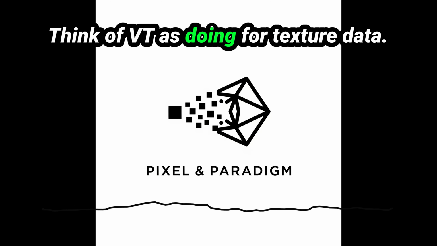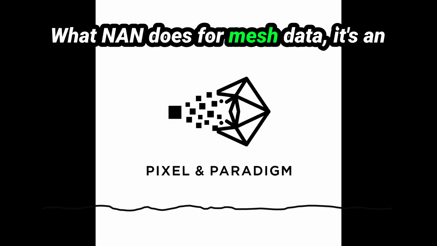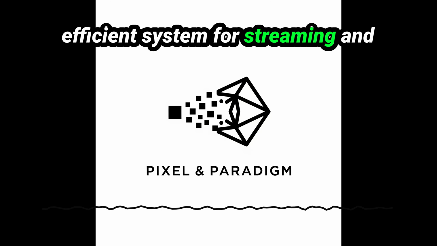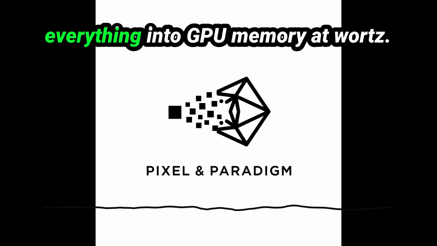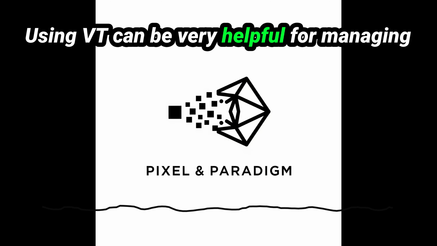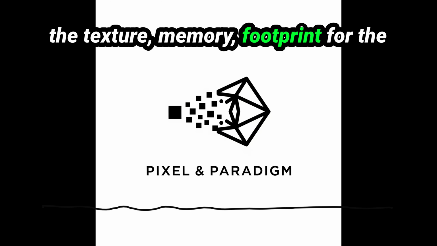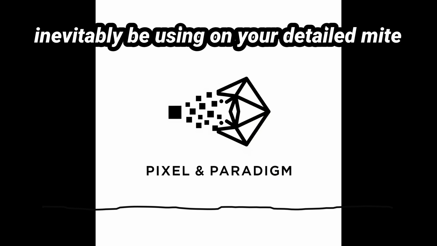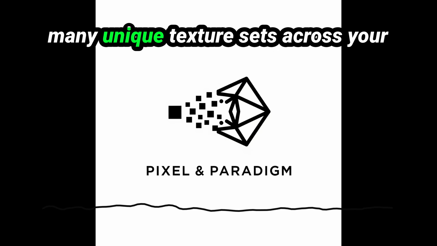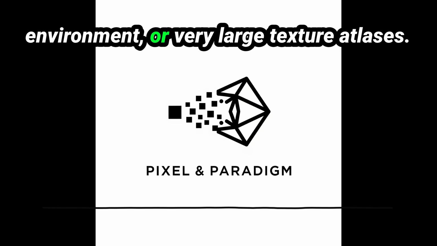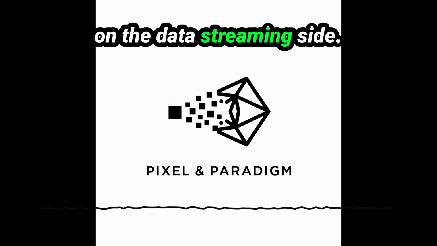Think of VT as doing for texture data what nanite does for mesh data. It's an efficient system for streaming and rendering very large texture data sets without having to load absolutely everything into GPU memory at once. Using VT can be very helpful for managing the texture memory footprint for the potentially high-resolution textures you'll inevitably be using on your detailed nanite foliage assets, especially if you have many unique texture sets across your environment or very large texture atlases. It complements nanite very well on the data streaming side.